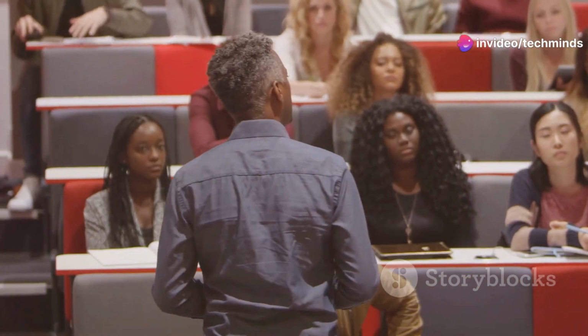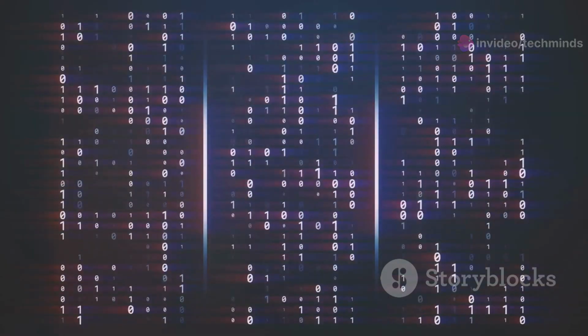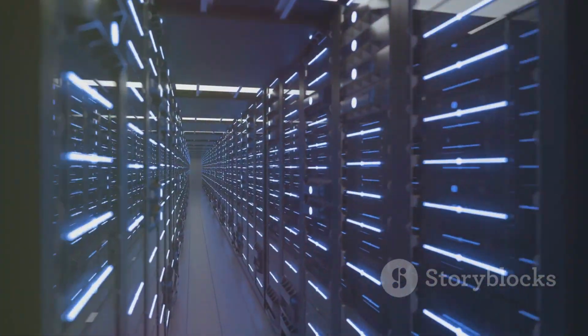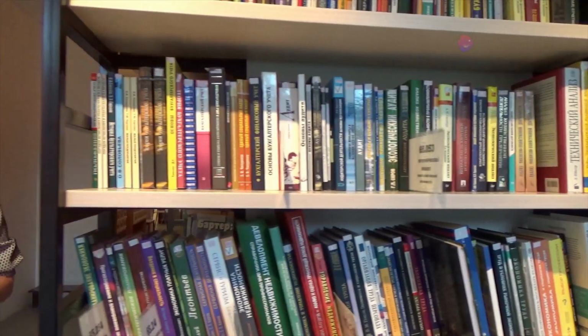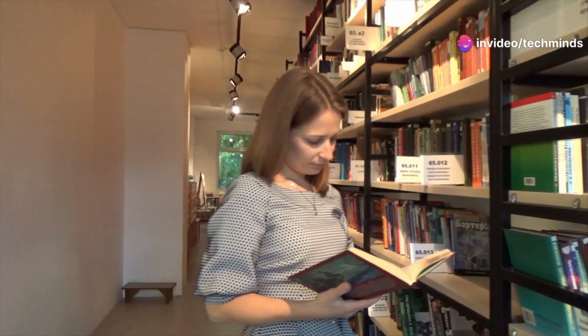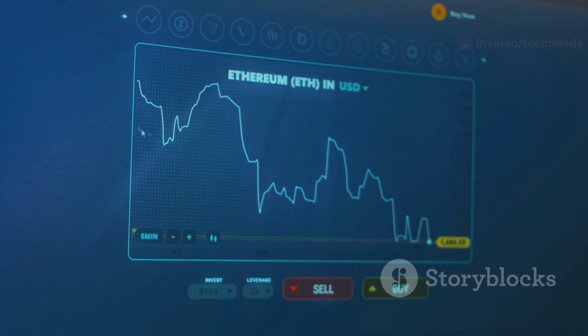Welcome to Section 1, Introduction to Data Structures. Data structures are the building blocks of computer science. They are ways to organize and store data efficiently. Imagine a library with thousands of books. Without a structured system, finding a specific book would be impossible. Data structures provide that system for computers.